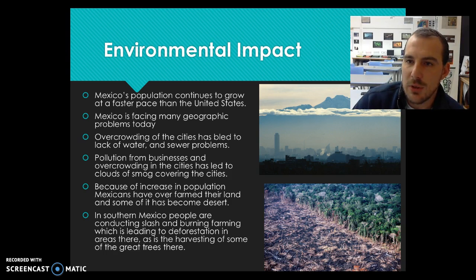In southern Mexico, where we talked about the rainforests and many trees, slash and burn agriculture, where you basically burn down a rainforest and then use it to grow crops on, is leading to deforestation, because when you use slash and burn techniques, the soil is only good for a few years. Also, harvesting the trees has become a major problem.